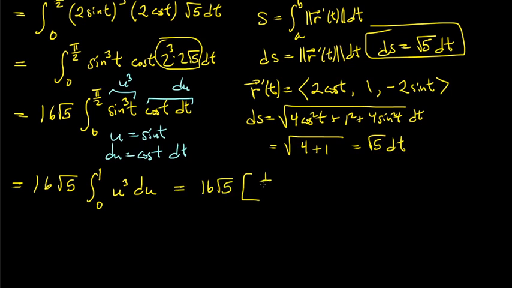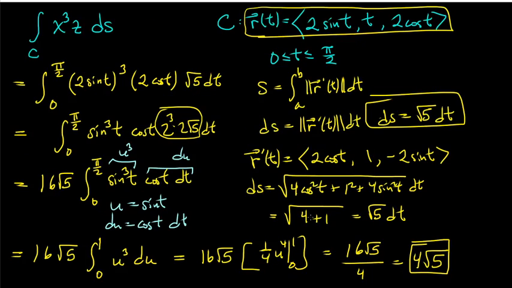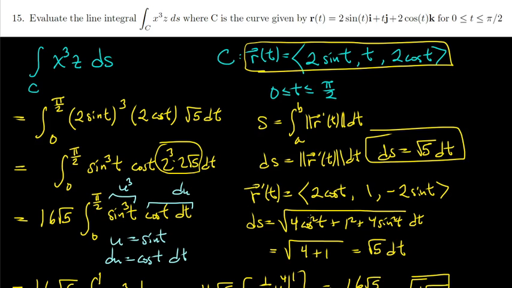So when you integrate, you just get 1/4 u to the 4th from 0 to 1. So it's just 1/4. So 16 square root of 5 over 4. You just get 4 times the square root of 5. And so that's the value of this line integral in the question: 4 times the square root of 5.